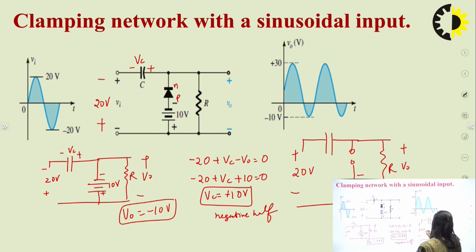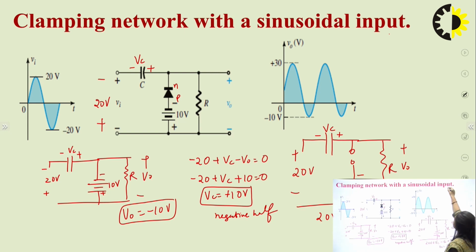10 volt. Now this was minus plus VC. So we can find the output voltage here: 20 volt plus VC minus V naught is equal to 0. So V naught would be equal to 30 volt. And this is in the positive half cycle.